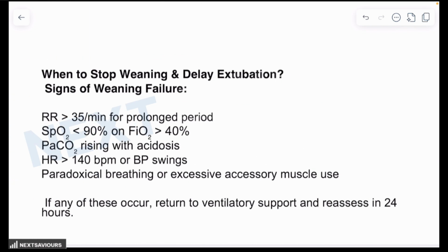And obviously, you should also be aware of when to stop weaning or delay the extubation. That means what are the signs of weaning failure? If the respiratory rate is still more than 35 for a prolonged period, SpO2 is less than 90 on FiO2 of more than 40. The partial pressure of carbon dioxide is rising with acidosis. The heart rate is more than 140 beats per minute, or if there is swinging of the blood pressure, or if there is the presence of paradoxical breathing or excessive accessory muscle use. So if any of these occur, return to the ventilatory support and reassess in 24 hours.